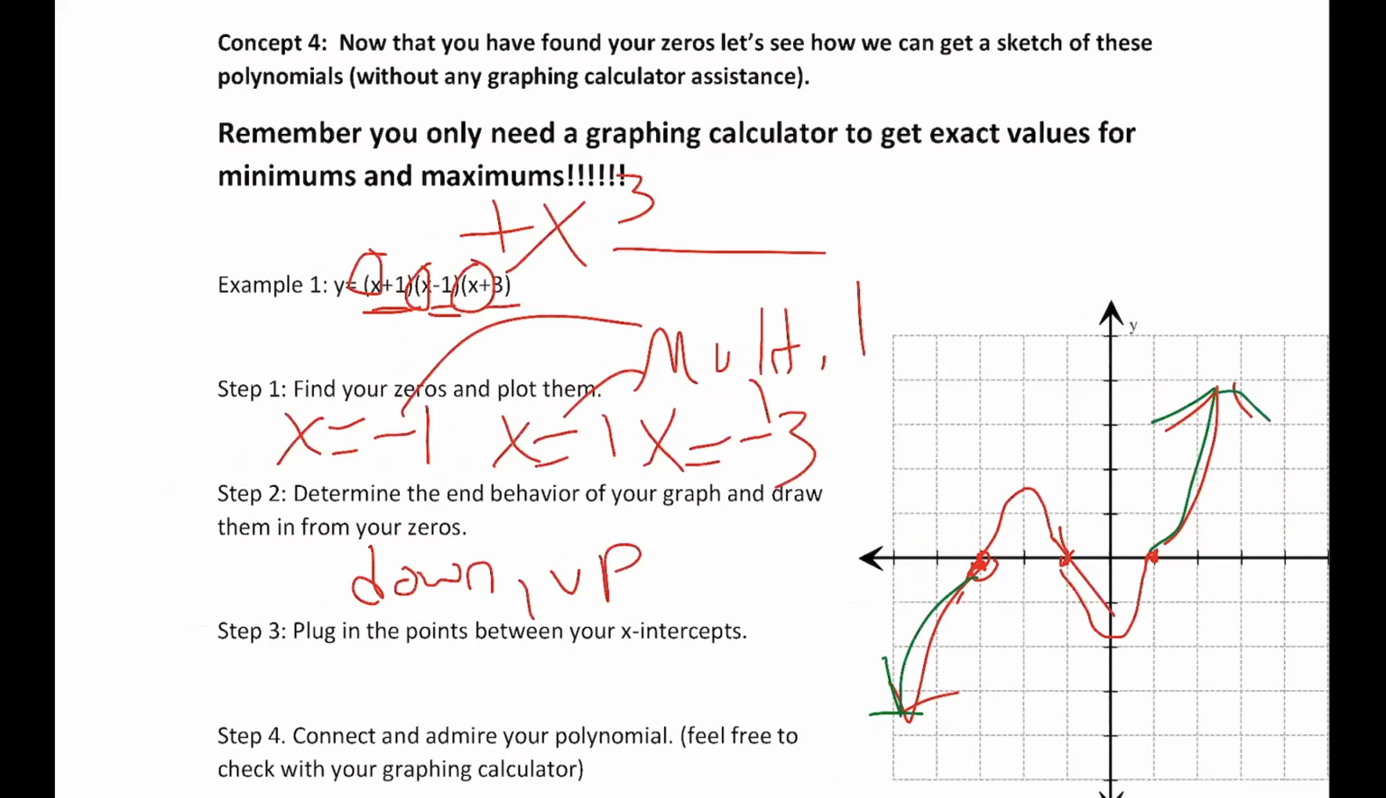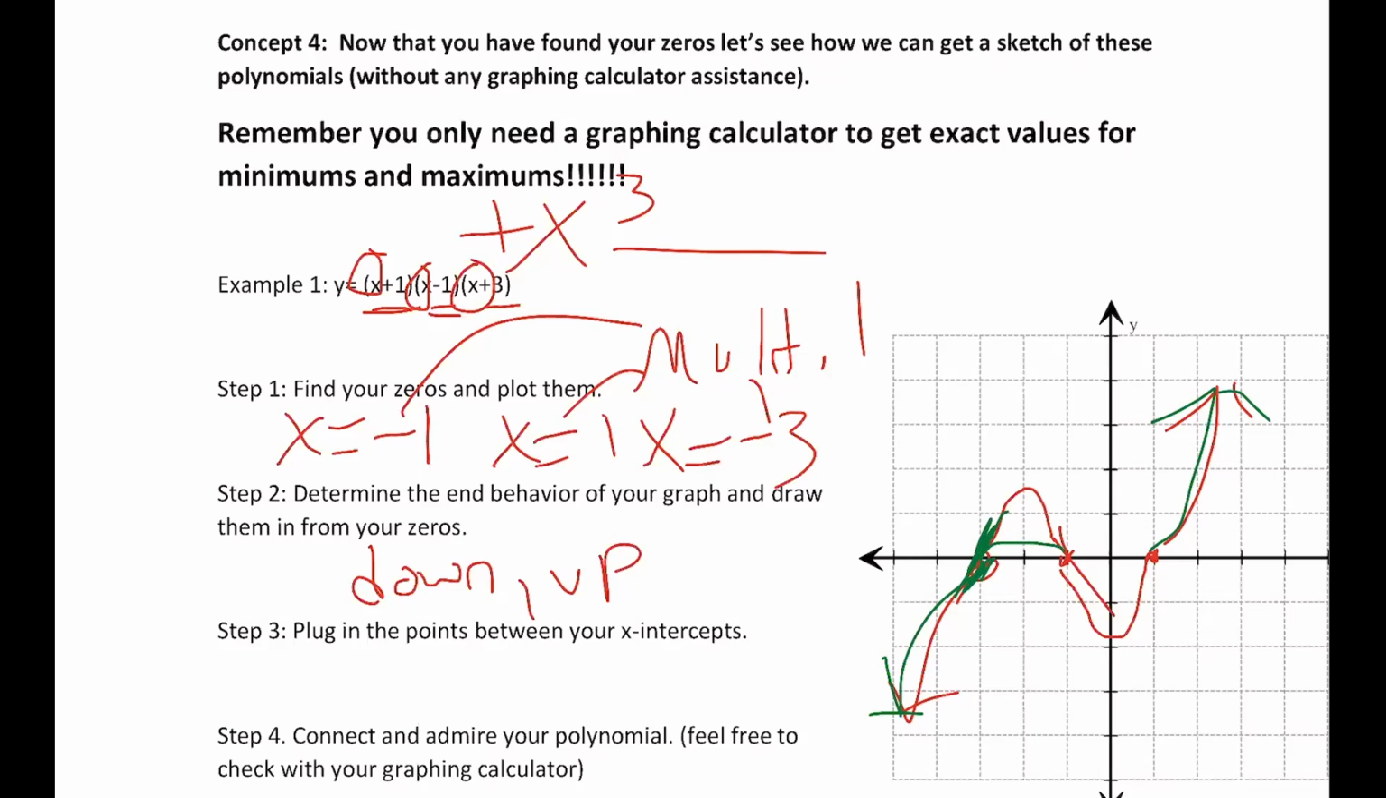Since it has to cross through, it could almost look like a straight line, but it has to go past the x-axis. That's what I mean by if it has a multiplicity of 1, it has to at least cross to the other side. If that makes sense. I know it's a little bit weird.